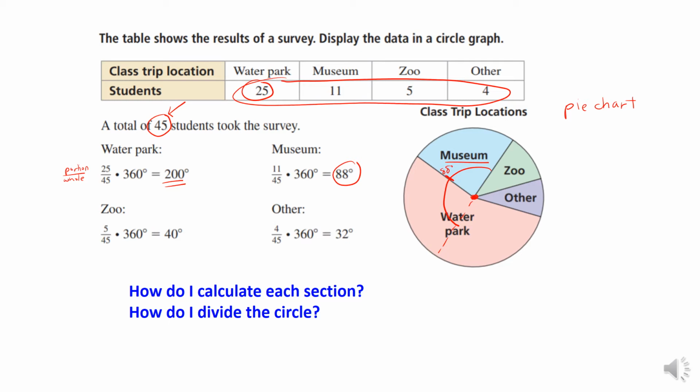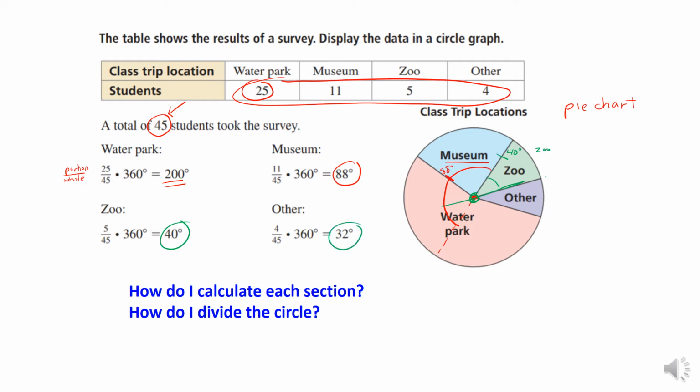Okay, then I'm going to move my compass over. I'm going to use a different color here. I'm going to move my compass over. I'm going to put the circle here again. The zoo is 40 degrees. So I'm going to look for a measure that goes through 40 degrees. And I'm going to make that mark. And I'm going to write zoo out here. And I'm going to do everything else nice and neat when I'm done.